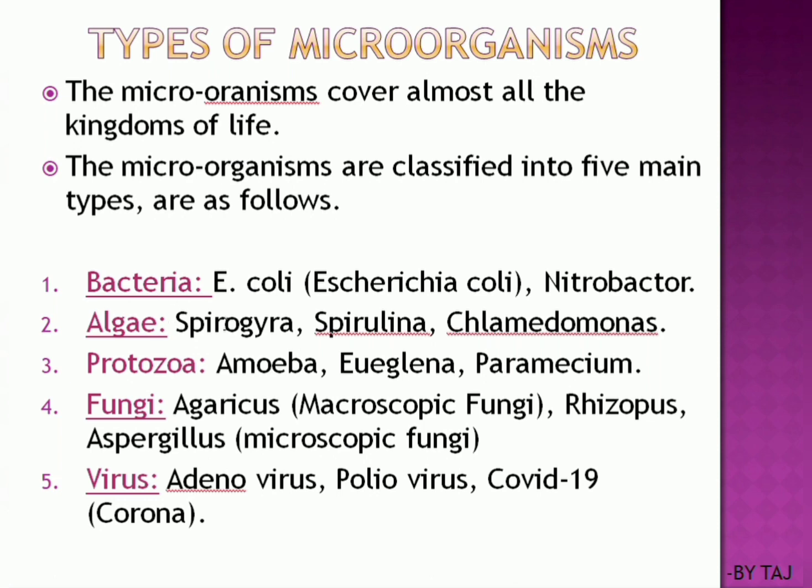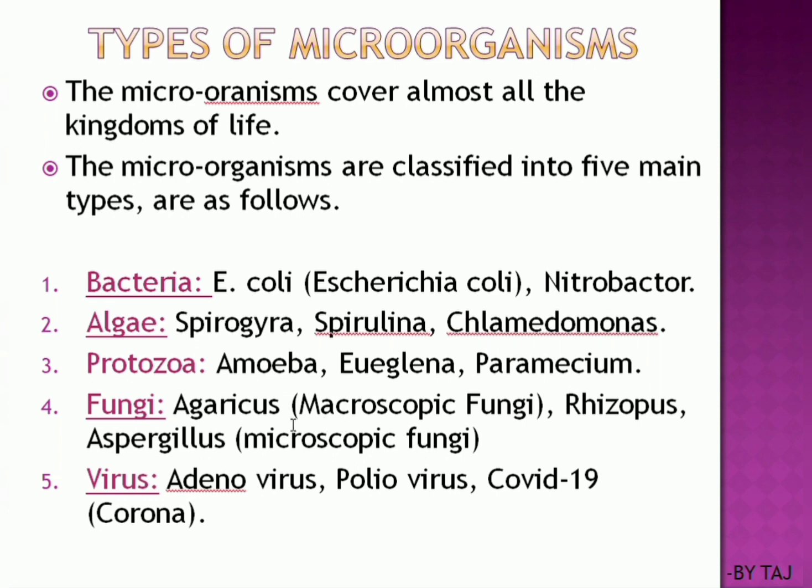Bacteria are again classified into eubacteria and archaebacteria. Two examples I have given here: E. coli, whose full name is Escherichia coli, and Nitrobacter. Examples for algae are Spirogyra, Spirulina and Chlamydomonas. Coming to the third type, protozoa: amoeba, euglena and paramecium.